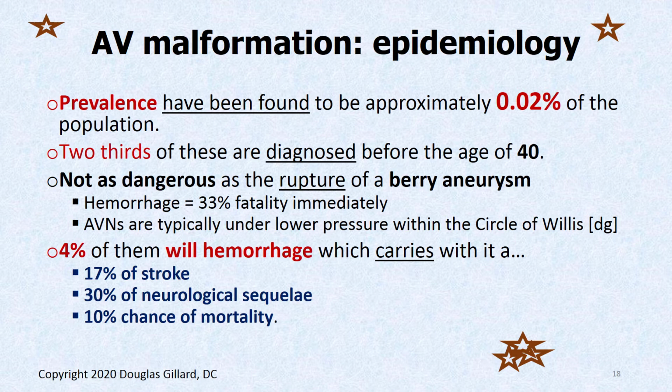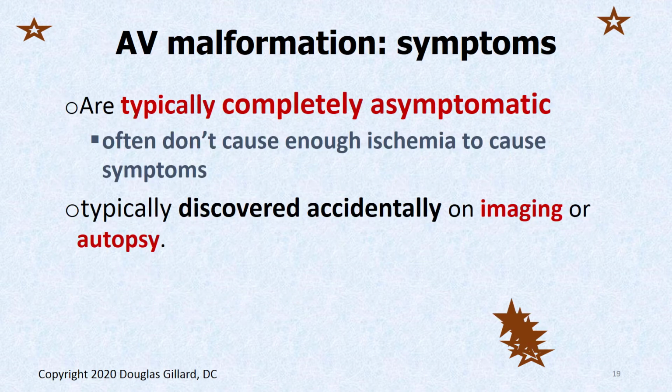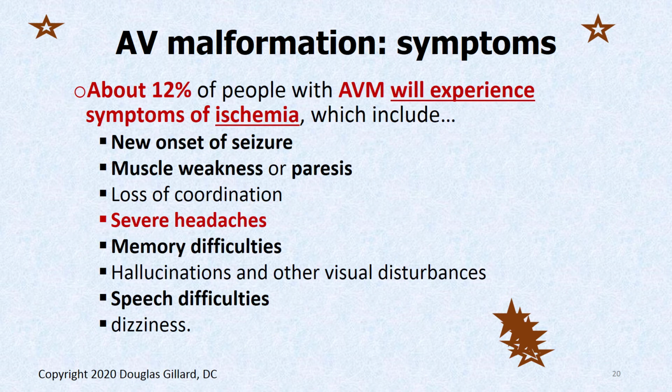So neurological sequelae, they can still cause serious neurological stroke-like symptoms, right? They'll cause a stroke. What else do we got here? The symptoms, they could be completely asymptomatic until the rupture occurs, until it hemorrhages. And they're often caught incidentally on imaging. About 12% of people with AVM will develop brain symptoms, signs of ischemia like a seizure, paresis, muscle weakness, loss of coordination, severe headaches, memory problems, stroke symptoms, speech difficulties, dizziness.